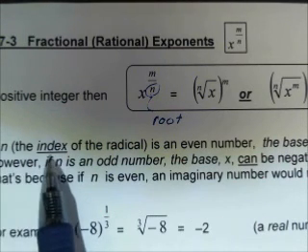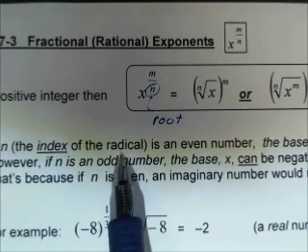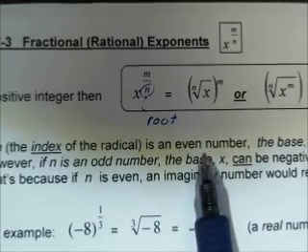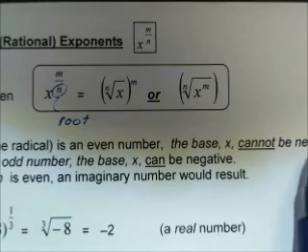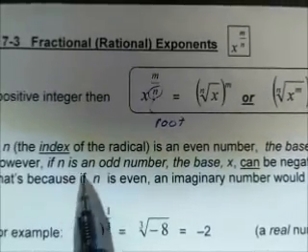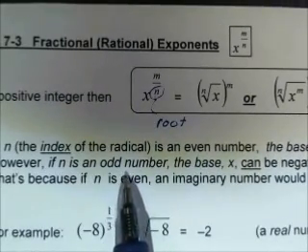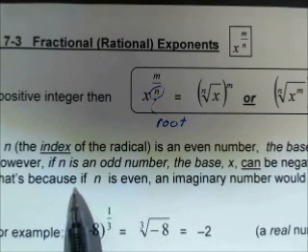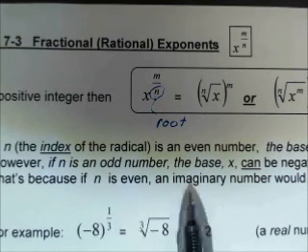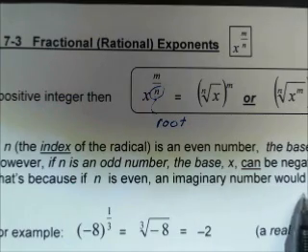If n, which is also called the index of the radical, is an even number, the base x cannot be negative. However, if n is an odd number, the base x can be negative. That's because if n is even, an imaginary number would result.